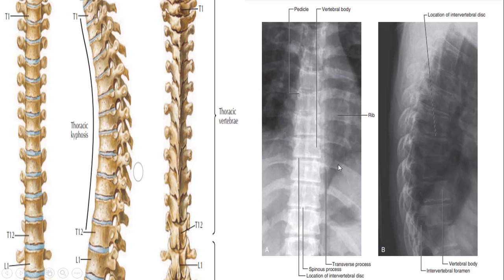This is an X-ray representing the thoracic vertebrae. This is the intervertebral disc. Here is the vertebral body. This is the transverse process. Here are the spinous processes in the middle, and here is the intervertebral disc. In lateral view, you can see this black line represents the intervertebral disc, and this white thing is the vertebral body, and in between vertebral bodies is the intervertebral foramen.